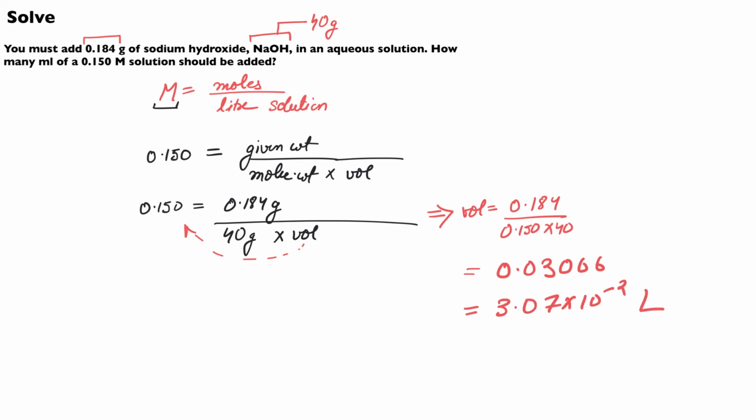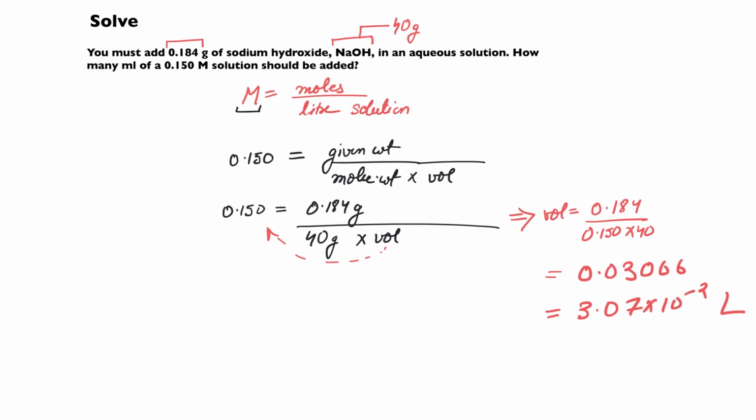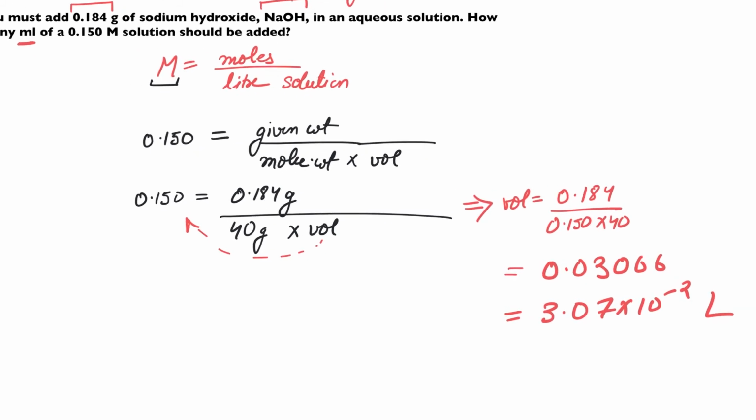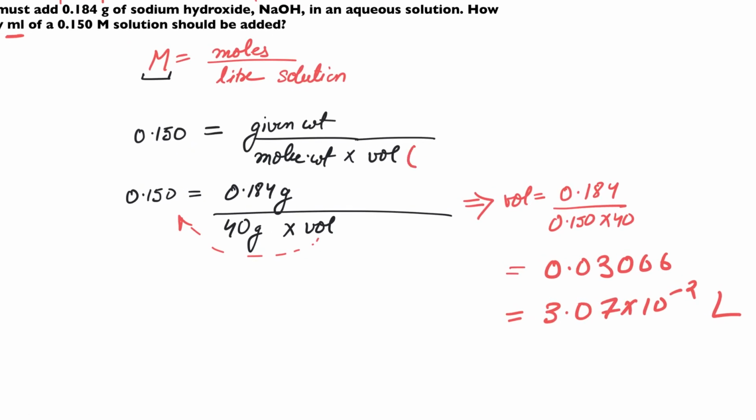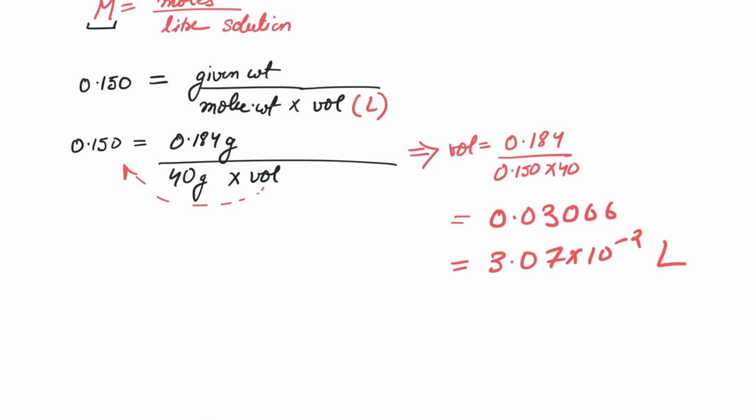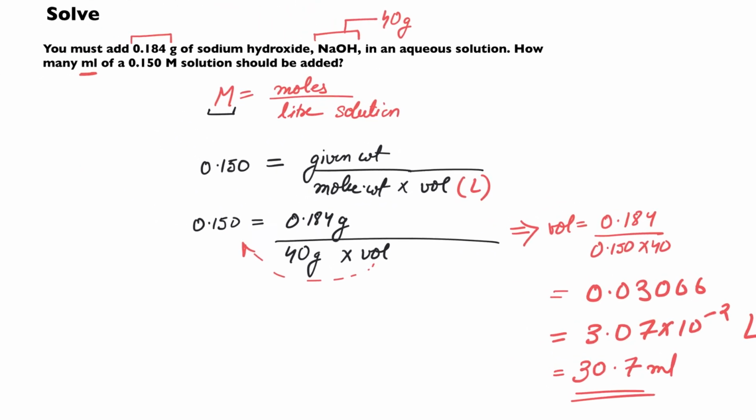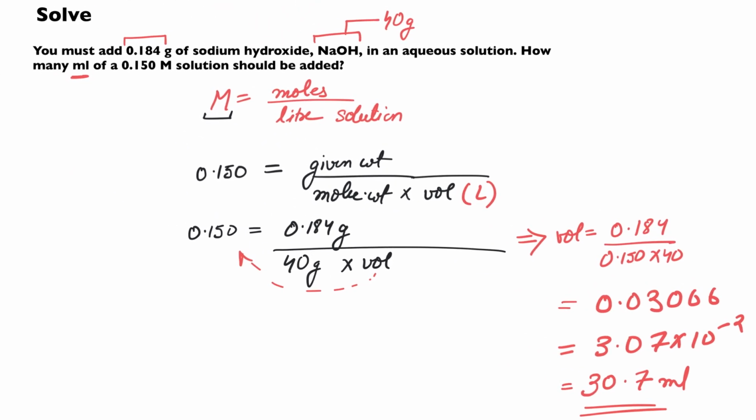Now remember, this is in liters, right? The question is asking you about ml. Why is it liters? Because the standard formula uses the SI unit, that is liters. Now 1 liter has 1000 ml, so you can simply convert it to 30.7 ml. That is how you calculate. So I hope this makes sense for you.